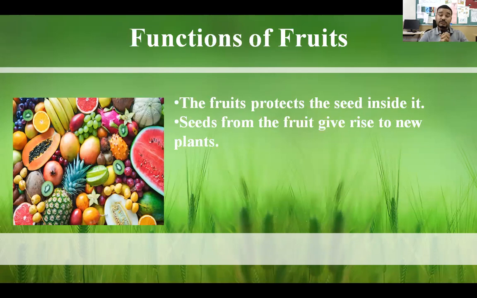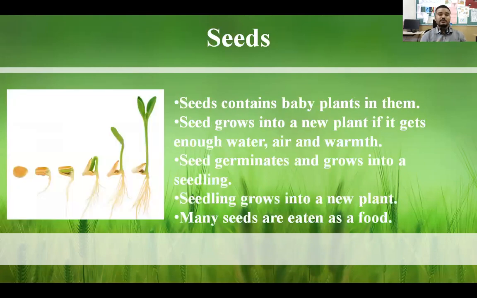So what is the function of these fruits? First, they protect the seed inside with the fleshy layer. And other thing, fruits give rise to a new plant. Understood about fruit? Okay. So next we will see seed, and in the figure you can see one small seed which is slowly turning into a plant. So how do these seeds grow into a plant?